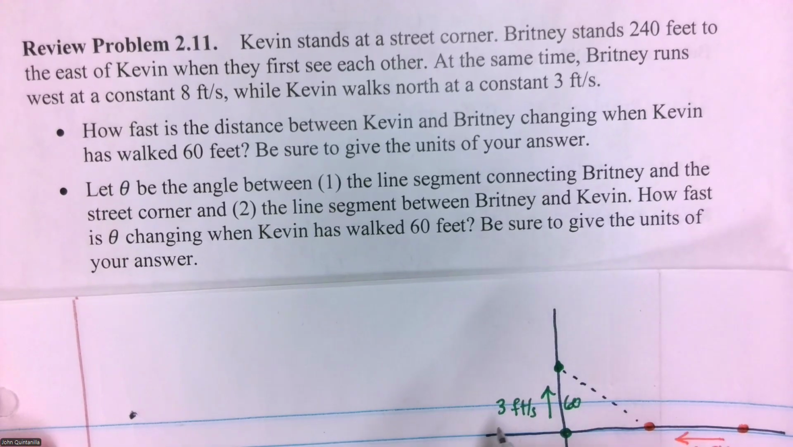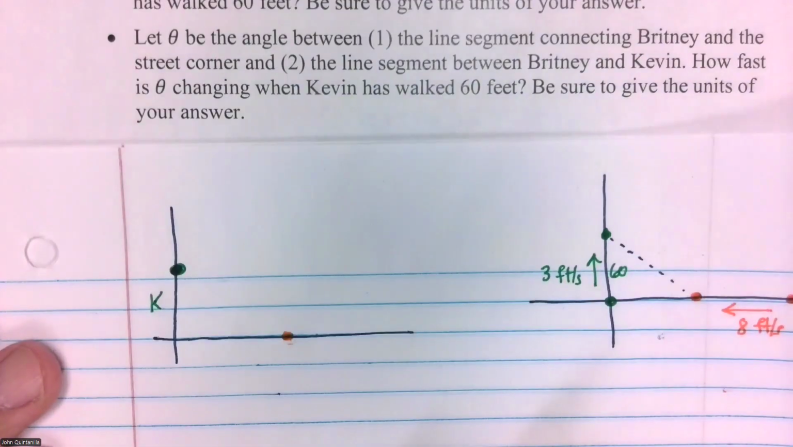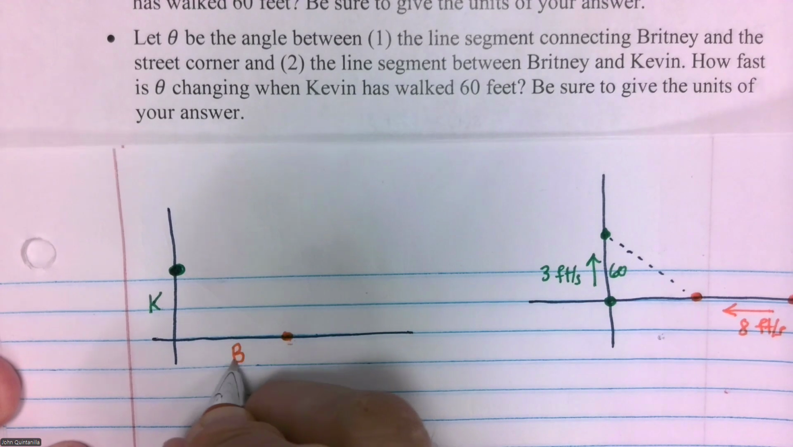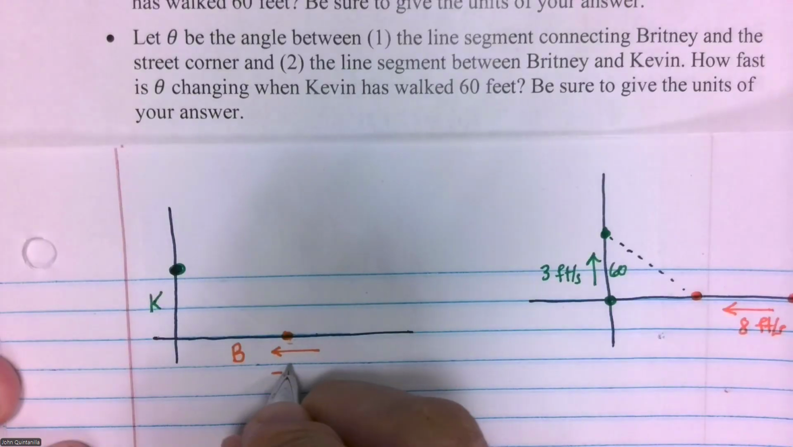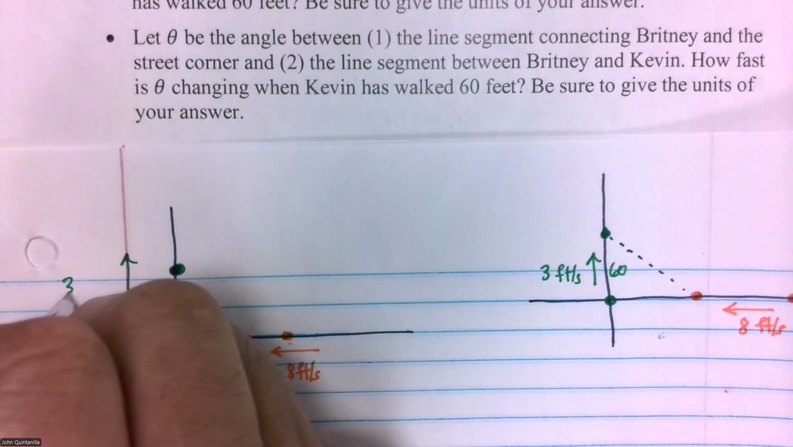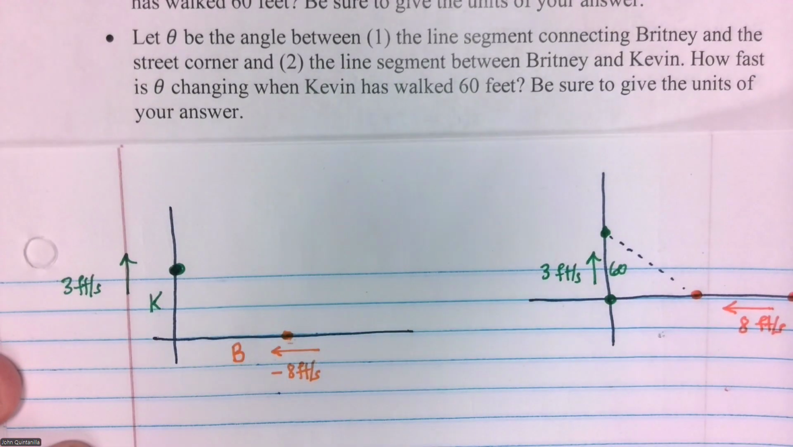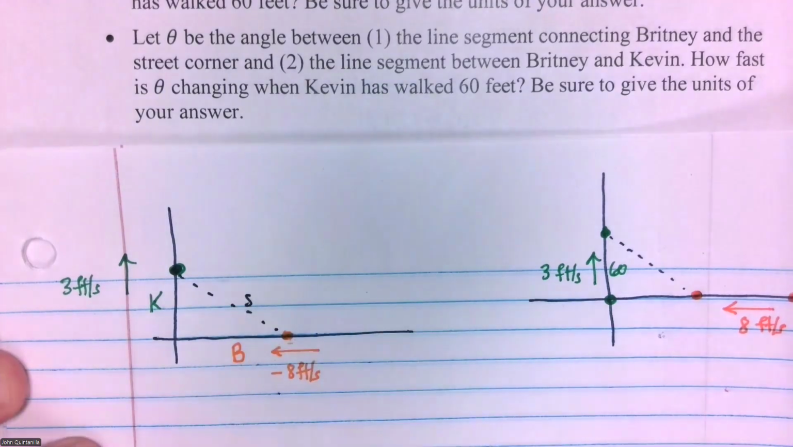That's with the numbers. So let me redraw the picture here without the starting and ending values. Kevin is here in green, some distance away from the origin. Brittany is over here on the axis, also some distance away from the street corner. Brittany is coming in this way at negative 8 feet per second, while Kevin is moving upward, north, at 3 feet per second. And the question is, how fast is the distance between them changing?